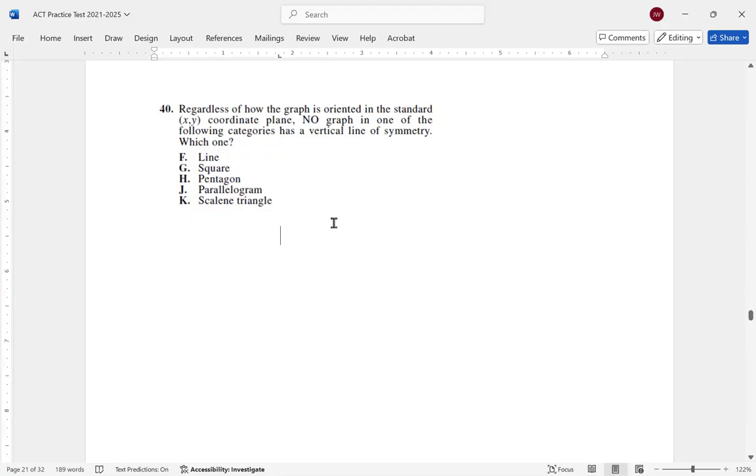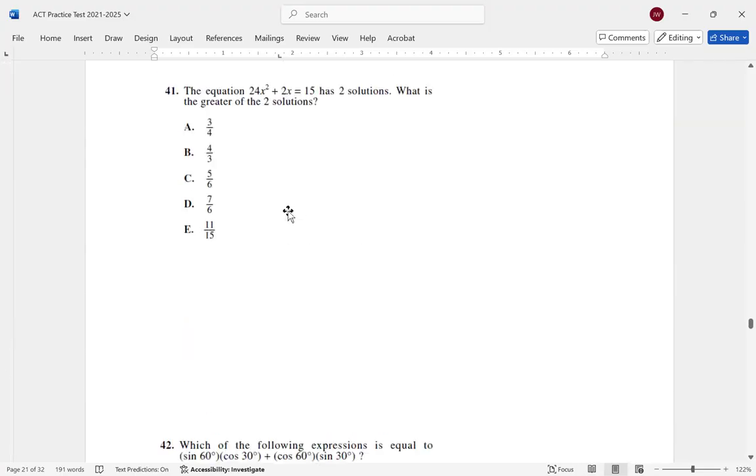Scalene triangles have 3 sides which are all different lengths, and therefore a scalene triangle is the only figure that can't have a line of symmetry if you orient it in any direction, because all 3 lengths of sides are different. So the answer to 40 is K, scalene triangle.